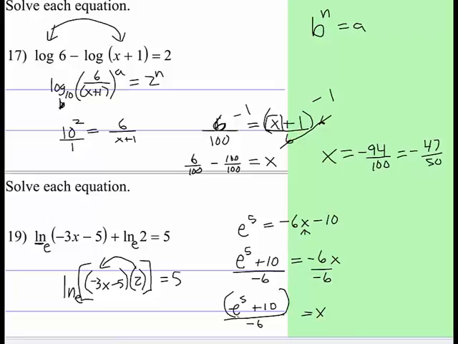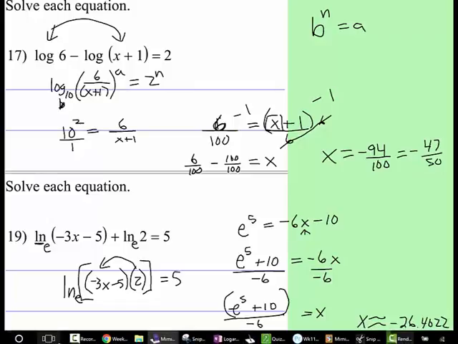But what I'm going to have you do when you type that into a calculator, start with the left parentheses. So the shift or second button, LN, that gives you e to the 5th. Close that parentheses right there, then put plus 10, then close parentheses again, then hit divide negative 6. All right, so x is about negative 26.4022, and that's rounded to the 10,000th place. Okay, that's it for this one.